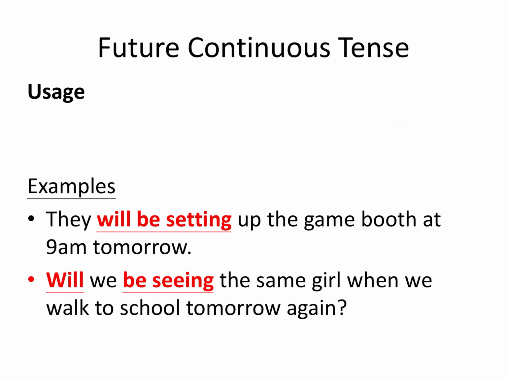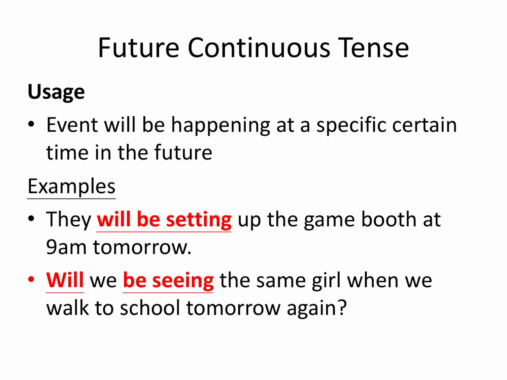Now, when do we use future continuous tense? Let's look at the examples to deduce its usage. They will be setting up the game booth at 9 a.m. tomorrow. Will we be seeing the same girl when we walk to school tomorrow again? We use future continuous tense when we want to emphasize the event will be happening at a specific certain time in the future. In fact, it's just like present continuous tense.